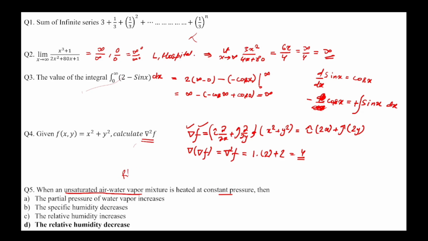the relative humidity is the amount of vapor present in the air, since the air and water vapor mixture is unsaturated. If we heat that, then the amount of water vapor will be less. So relative humidity will decrease.